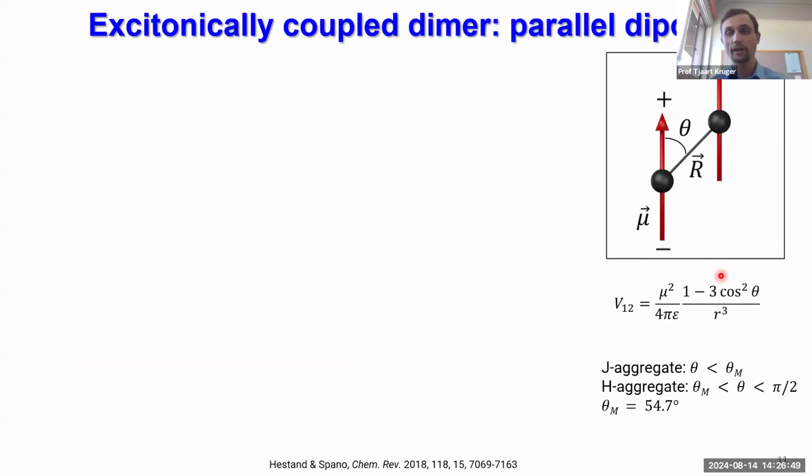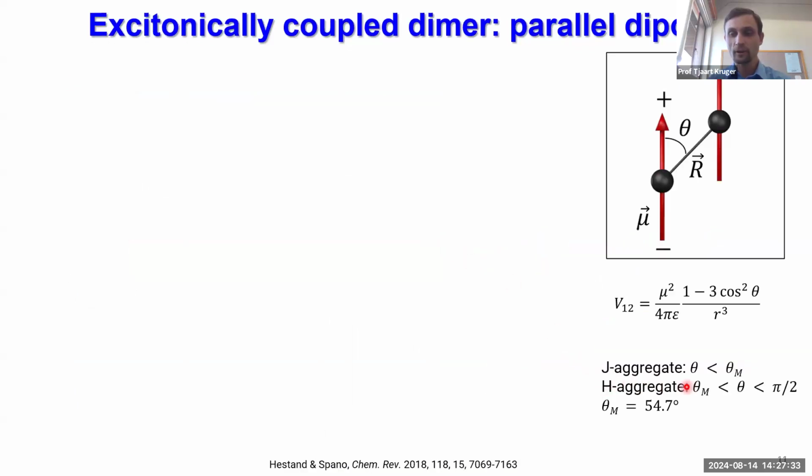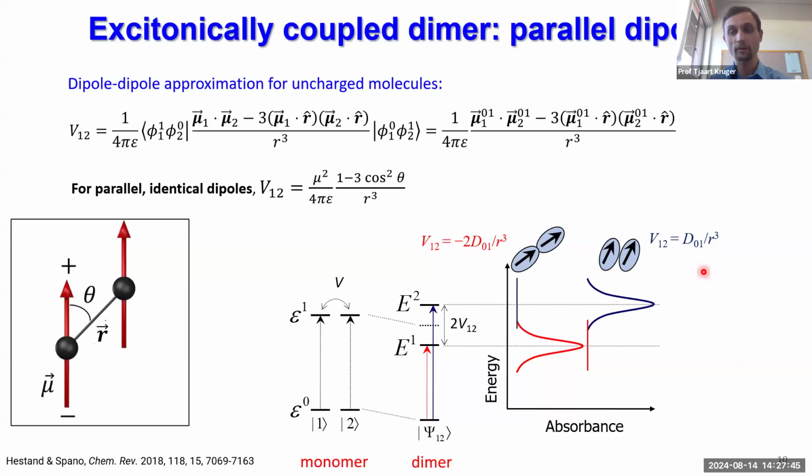Okay, so let's have a look at a more general case of theta, and we differentiate between two types of coupled dimers, also called molecular aggregates, of parallel dipoles. One is called a J aggregate, and that is the case when theta is smaller than the so-called magic angle. The magic angle is the angle where cos squared theta is equal to 0. In other words, this interaction potential is going to be equal to 0. If the angle theta is smaller than the magic angle, you will get the negative potential that we have seen here. In the case of an H aggregate, the angle is greater than the magic angle, and obviously smaller than 90 degrees. And we have the case with a positive potential.